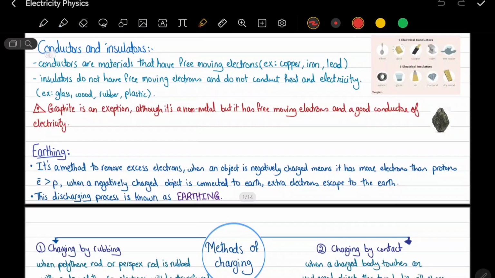Now let's move on to conductors and insulators. Conductors are the materials that have free moving delocalized electrons, and these are usually metals. Examples of them are copper, iron, and lead.